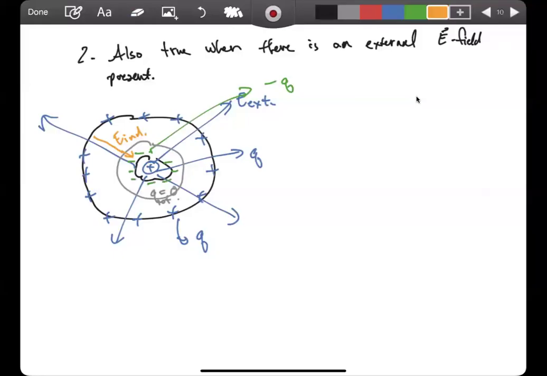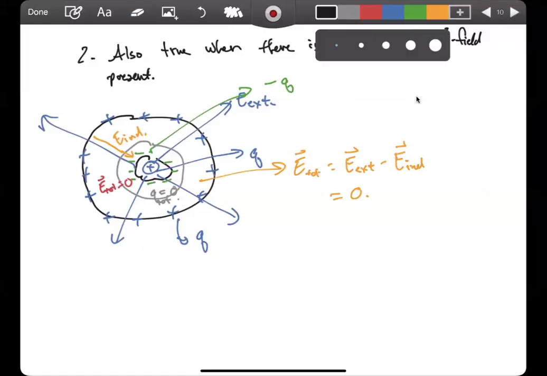Now, the induced electric field will be in such a way that the magnitude of it will be exactly equal to the external field, but in the opposite direction, which means on the inside, the total electric field will be equal to the external electric field minus the induced electric field. But since these guys are equal magnitude, my total electric field is going to be equal to simply 0. Okay. So even in the presence of an external electric field, the charges will realign themselves to basically cancel out this external electric field. So the total electric field on the inside is going to be 0.